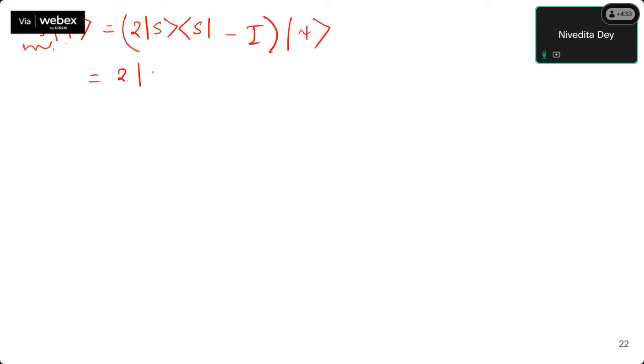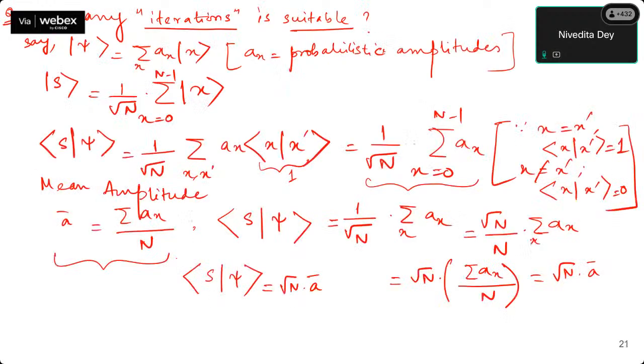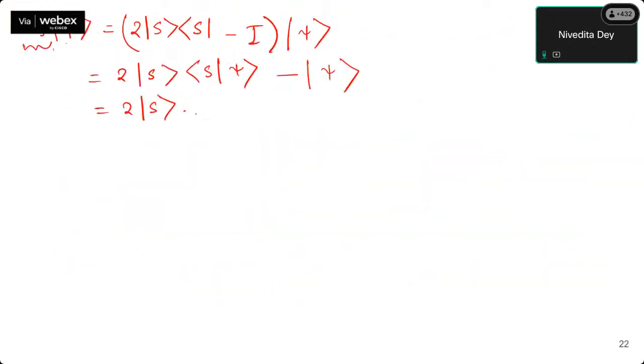That means this is nothing but this thing, I can write minus i into this one is nothing but this. And this can be written as what we got, just root n into A bar minus ket psi. Now this S can also be written as 2 root n into A bar.